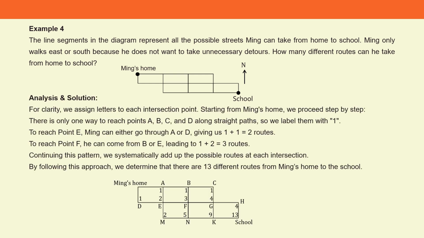For clarity, we assign letters to each intersection point. Starting from Ming's home, we proceed step by step. There is only one way to reach points A, B, C, and D along straight paths, so we label them with 1. To reach point E, Ming can either go through A or D, giving us 1 plus 1 equals 2 routes. To reach point F, he can come from B or E, leading to 1 plus 2 equals 3 routes. Continuing this pattern, we systematically add up the possible routes at each intersection. By following this approach, we determine that there are 13 different routes from Ming's home to the school.